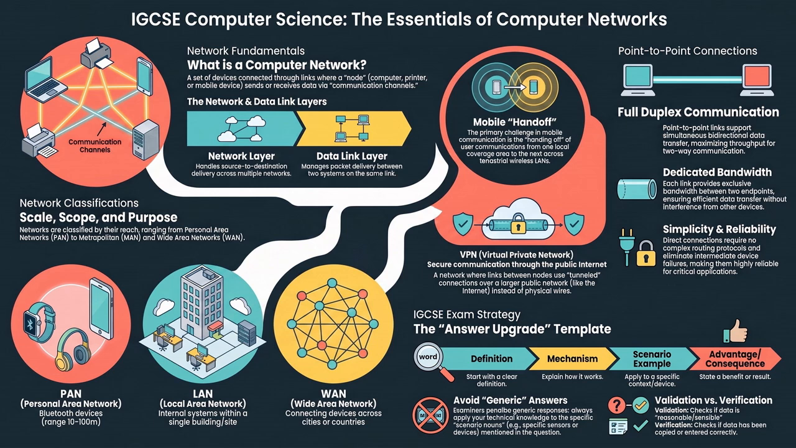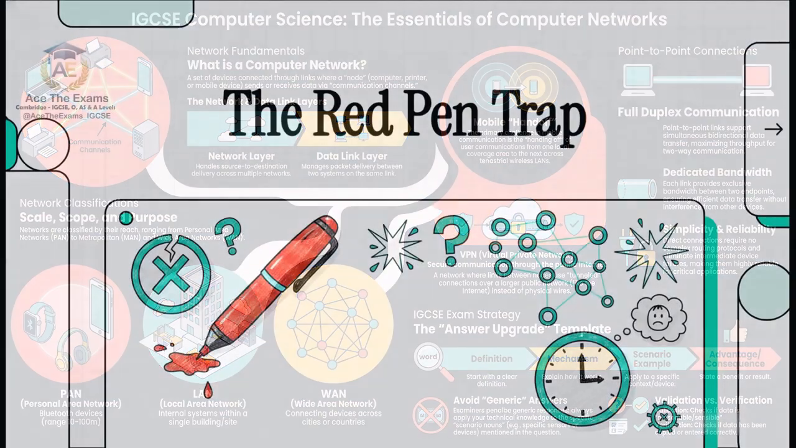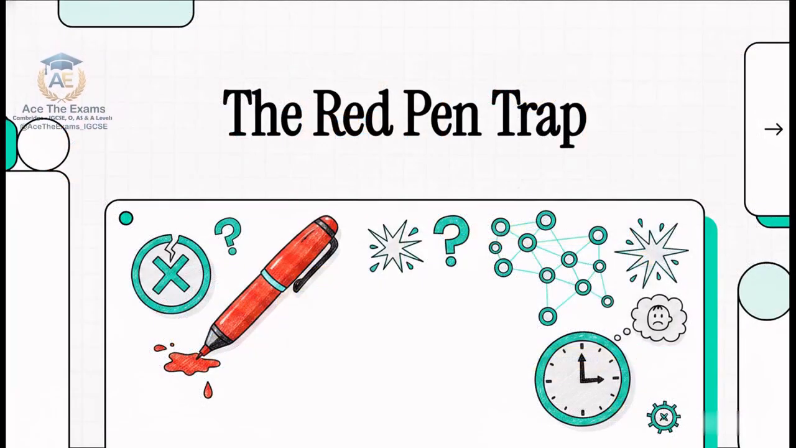Welcome to this explainer. Okay, we're jumping right in today with a brutal, high-stakes exam mistake that literally costs students their grade boundaries every single year. You know, when you're sitting in that exam hall, the difference between top marks and a complete zero often comes down to just a few extremely precise words. Let's look at a classic trap.